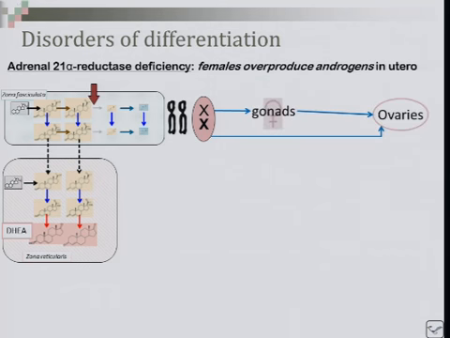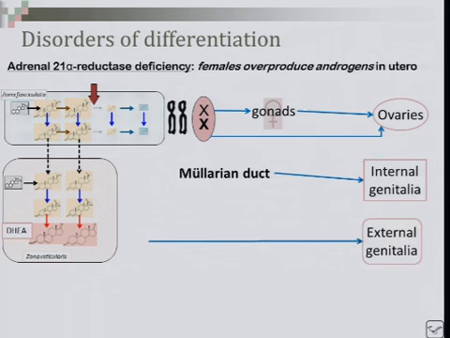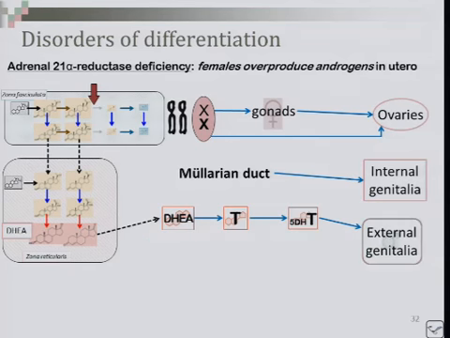Okay, so these individuals have a normal XX phenotype. They'll go ahead and develop normal ovaries. The Mullerian ducts will develop, giving them normal internal genitalia. However, the excess DHEA is then converted into testosterone peripherally, which can then be converted to 5-DHT, and so their external genitalia will develop male.